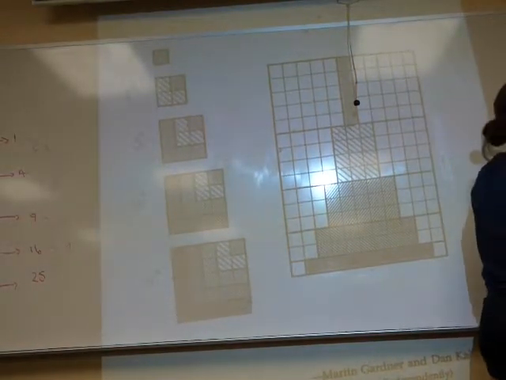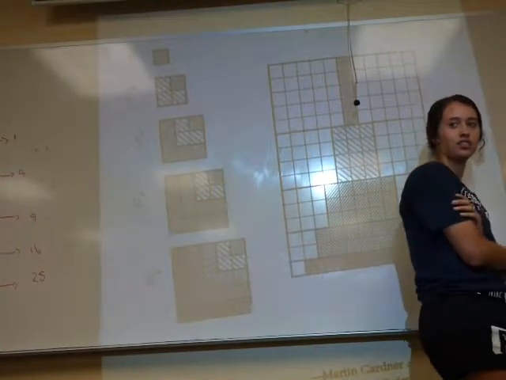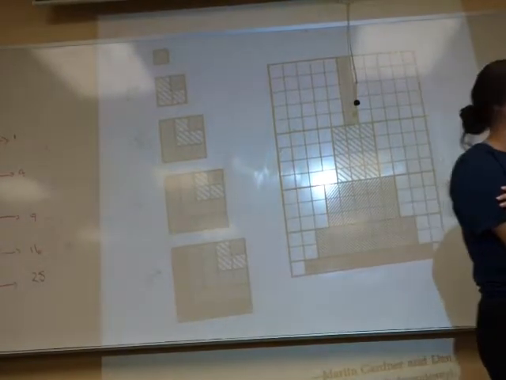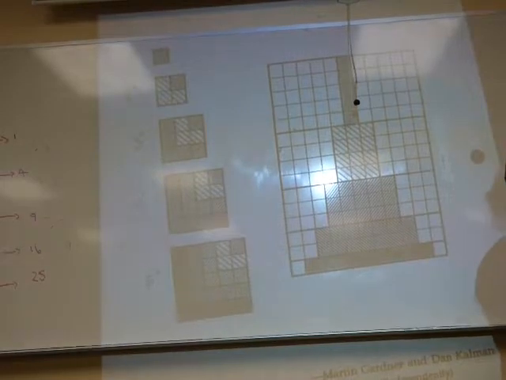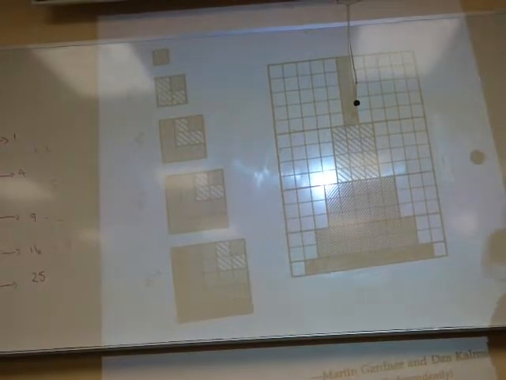If you guys can all start bringing your squares up, squares on the left. If you only have one, that's okay. Just bring it up together.